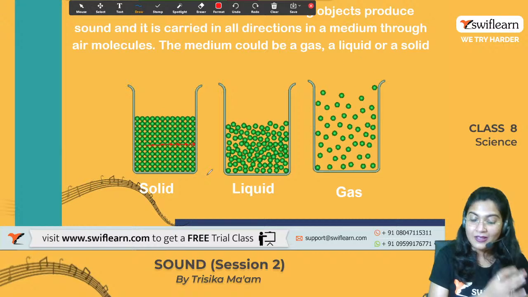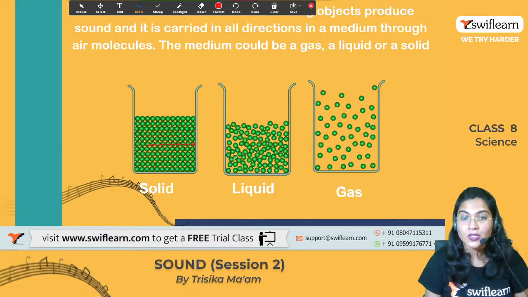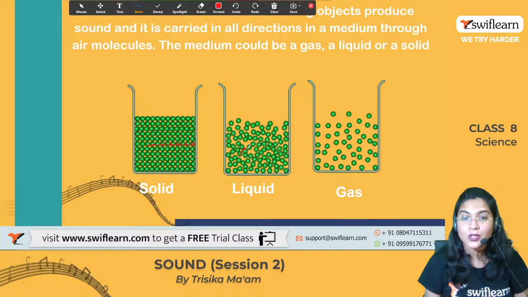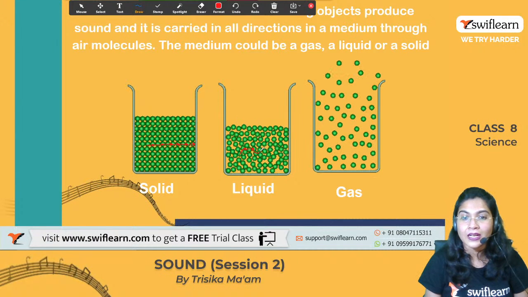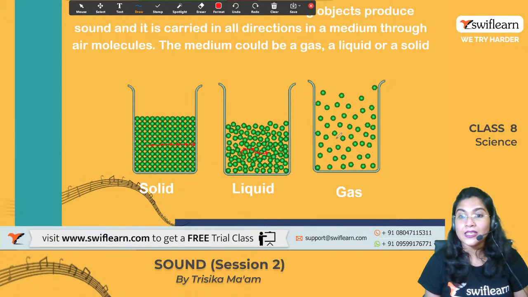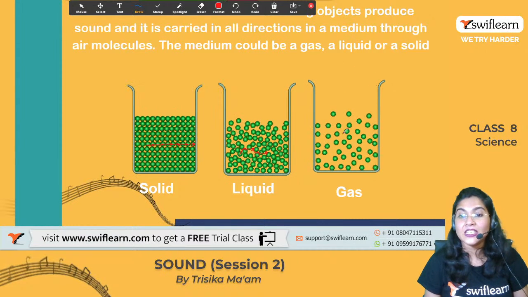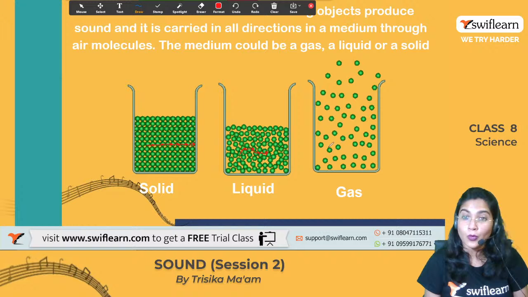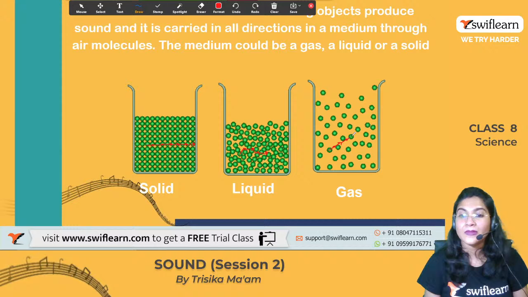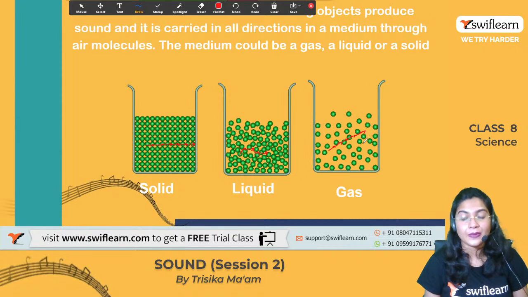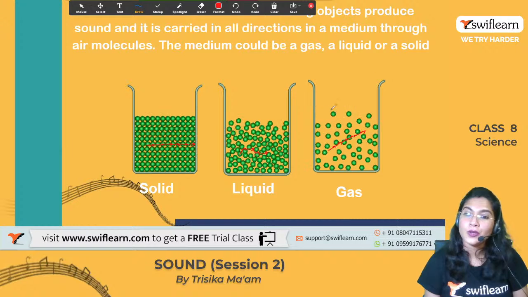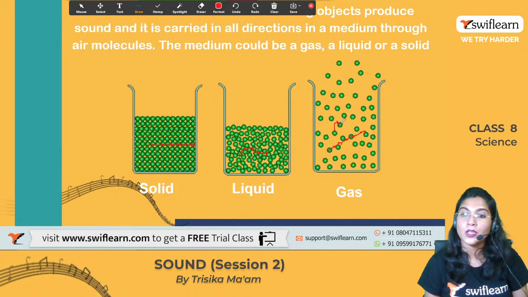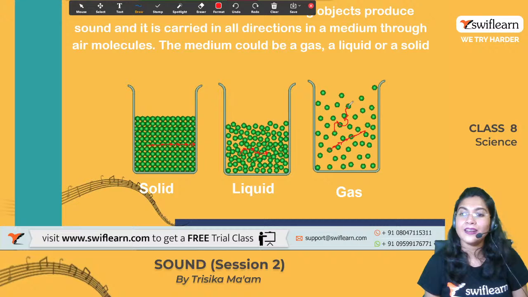Then in case of the liquid, from one molecule to another molecule it will have to travel, right? There are certain intermolecular spaces in between. And in case of the gas, yes, very good. In case of the gas, the intermolecular spaces are more, so the sound will travel by taking more time, right? Understood? When it has to jump from one molecule to another, right?